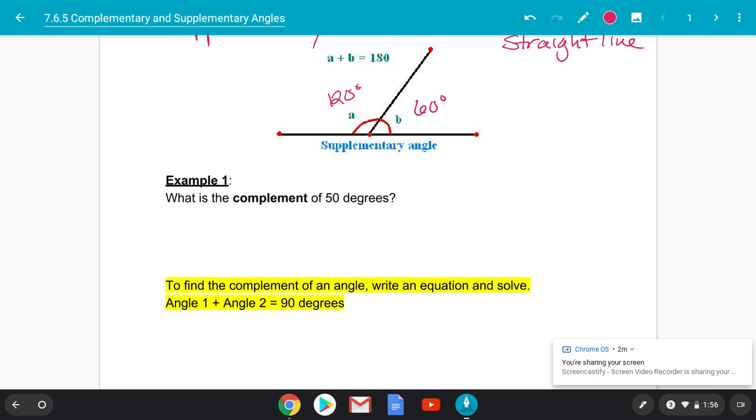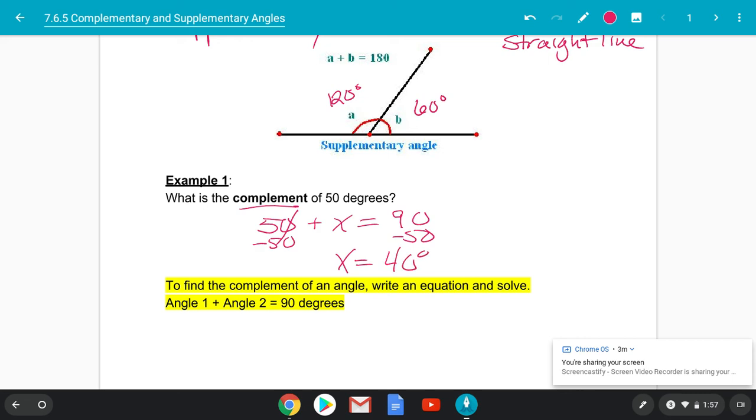The first example wants to know what is the complement, which is talking about complementary angles, of 50 degrees. To figure this out, I need to know what complement means, and that means it will add up to 90 degrees. So 50 degrees plus some angle will add up to 90 degrees. The 50 degrees is the one we're given, x is the angle we're trying to find, and since it's a complement, it's going to total 90 degrees. Now we have a nice little one-step equation that we can solve. We subtract 50 on both sides, and we get x equals 40 degrees.